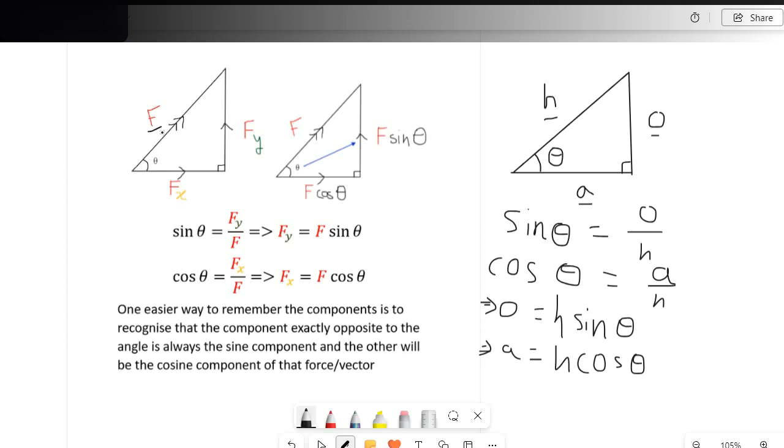So if we have a force F in this direction with an angle of theta to the horizontal as given, then the horizontal component of F will be known as Fx and the vertical component of force will be known as Fy. And similarly, an easier way to remember the components is to recognize that the component exactly opposite to the angle is always the sine component and the other will be the cosine component of the force or vector, because using the same formula for sine theta, opposite by hypotenuse, we get sine theta is equal to Fy divided by F. So rearranging for Fy, we get F sine theta, and similarly for Fx, it is F cos theta. So the component exactly opposite to the angle theta is F sine theta, and the other remaining component is F cos theta.